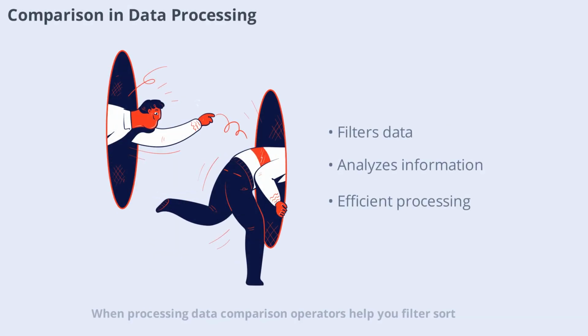In processing data, comparison operators help you filter, sort, and analyze information. For example, you might check if a value meets certain criteria before adding it to a list. This makes your code more efficient and helps you work with large amounts of data. Comparison operators are essential for data-driven applications.